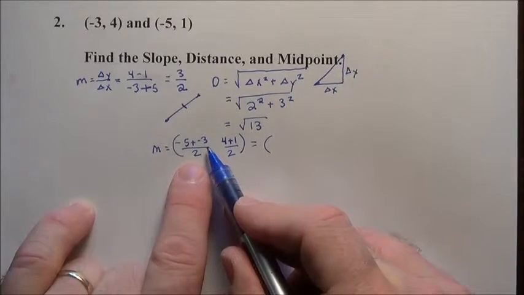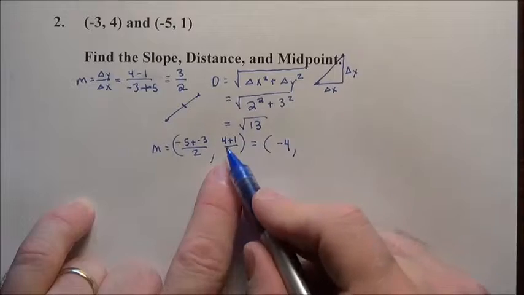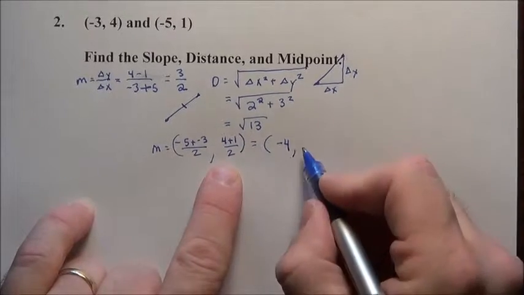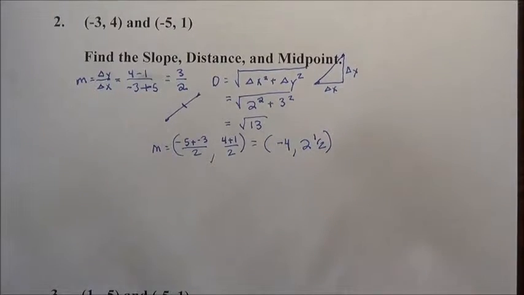Negative 5 plus negative 3 is negative 8. Negative 8 divided by 2 is negative 4. 4 plus 1 is 5. 5 divided by 2, I'm going to go ahead and write that as 2.5. Gives us a better sense of where it is. So this is what we do to find the slope, the distance, and the midpoint. 3 main concepts there that we need to work on.